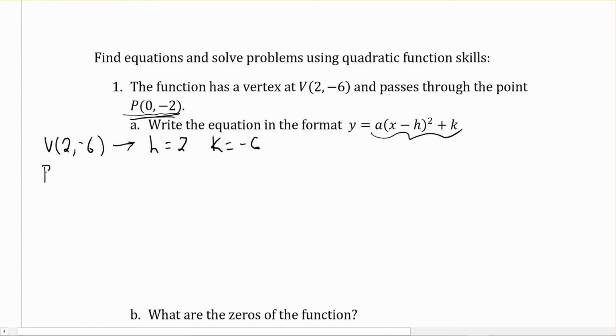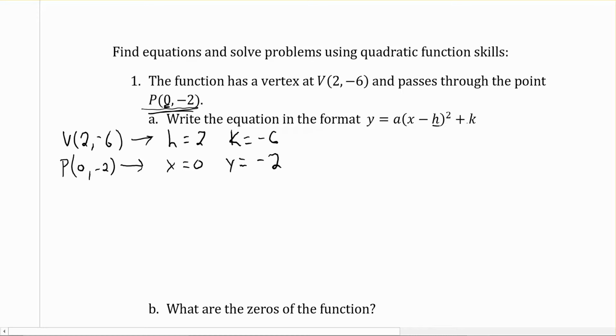So for the point (0, -2), I'm going to put the x value, 0, in place of x in my equation. So x will be equal to 0, and y will be -2. Now, the whole reason we did that is because when I look at this equation, I know everything from the vertex and these points. I know my h, I know my k, I know my x, and I know my y. The bit I don't know is the a.